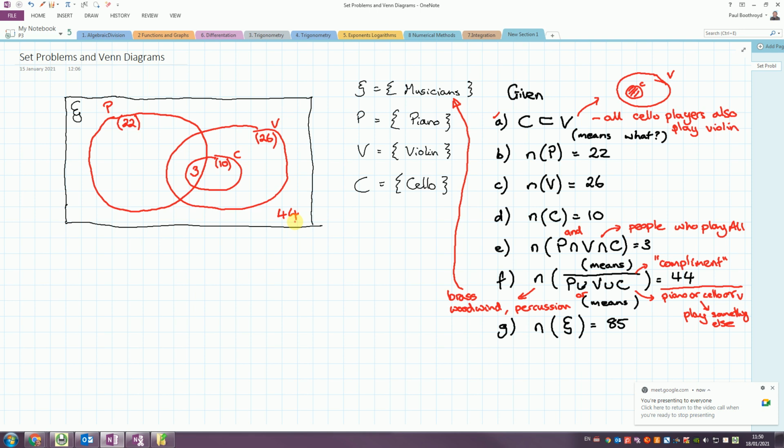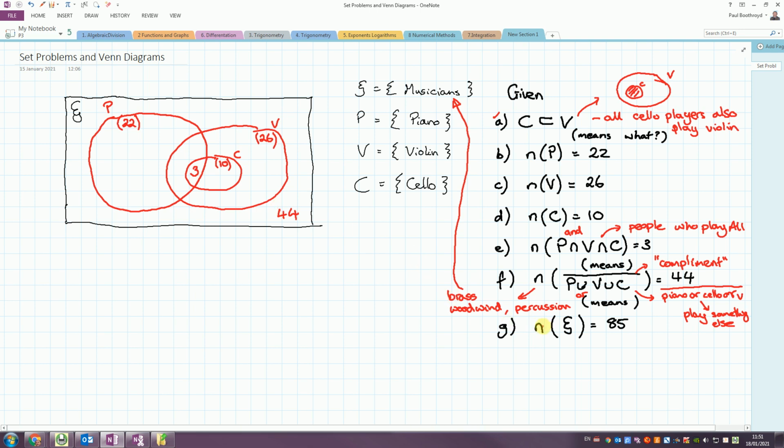Does 44 represent everything inside the square, or only the square? Okay, the 44 is for this region, everything outside of those circles. So I don't put it in brackets. I only put things in brackets if it's the whole circle. So P, there's 22 inside P, includes that 3 there. So the number without brackets means it's that region only.